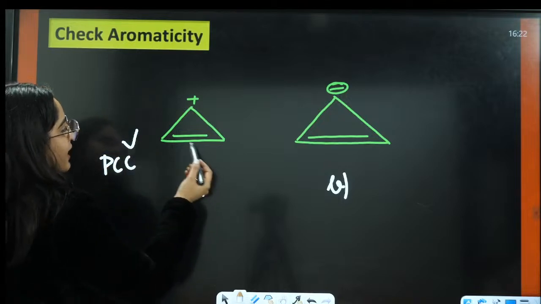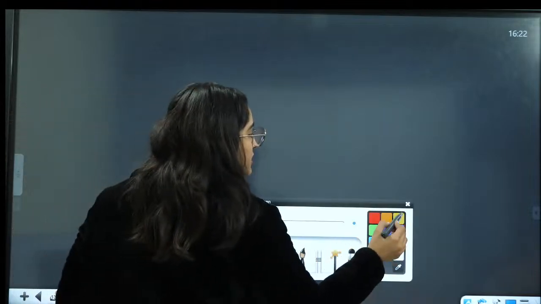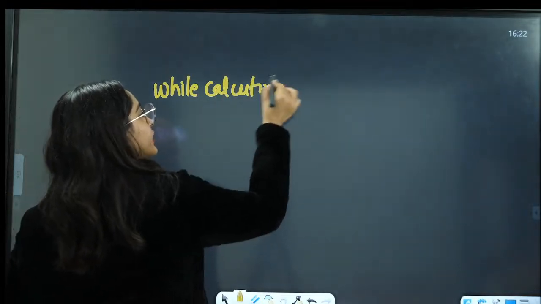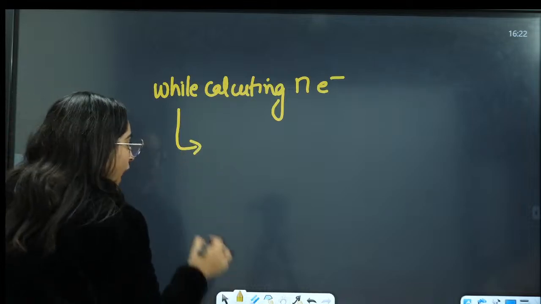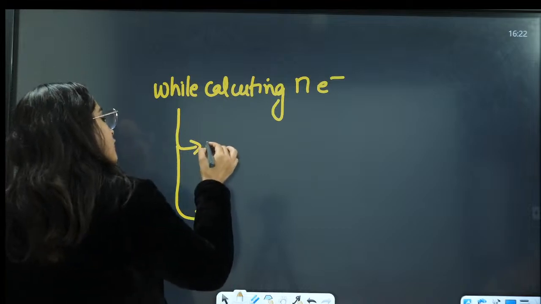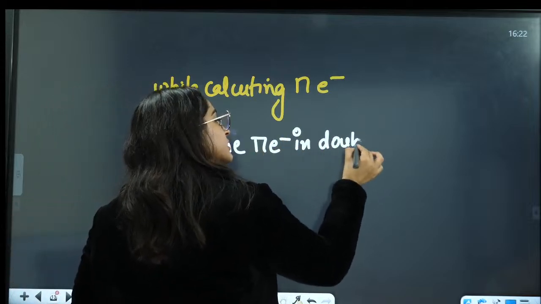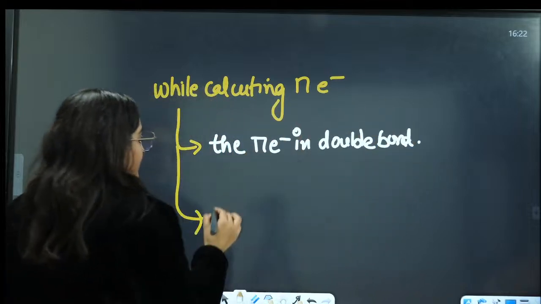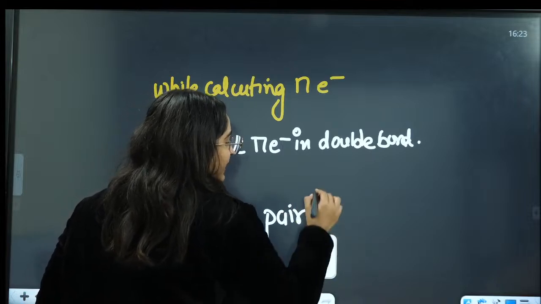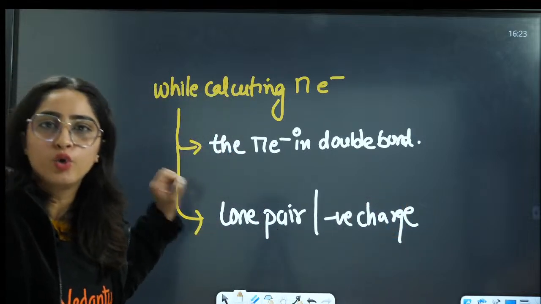Then we have the number of electrons. So, it has 2 pi electrons. And always remember, while calculating pi electrons, what all you have to include: first is the pi electrons in the double bond, the electrons in the double bond, then lone pair or negative charge. Okay, so these are the pi electrons that you will include, right?